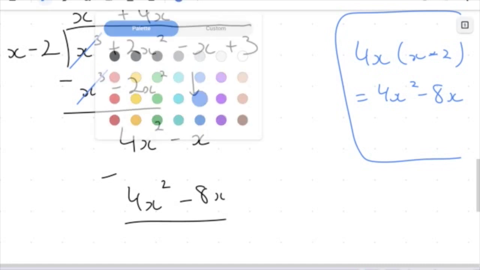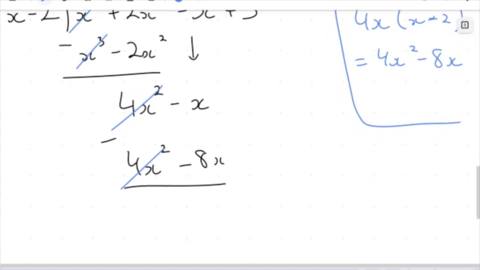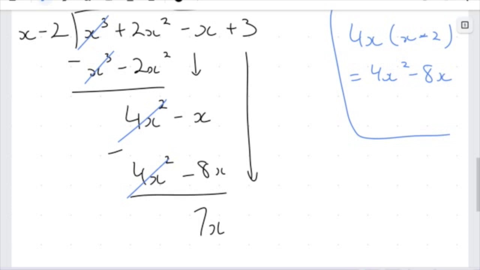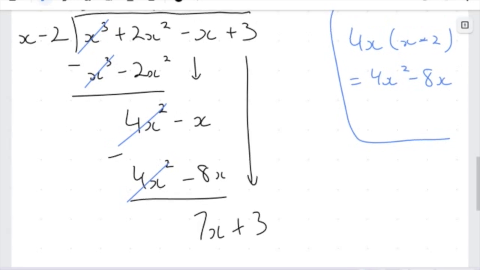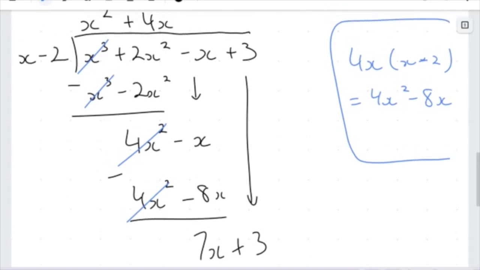So these two are going to cancel out once again. And here we have minus x minus 8x, which is like saying negative x plus 8x. That's going to give me a positive 7x. And now we are looking at our very last term, plus 3. We are just systematically working through this like we've been doing with long division in the past.